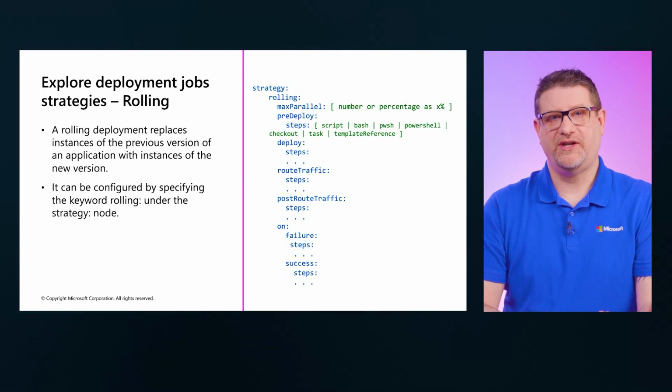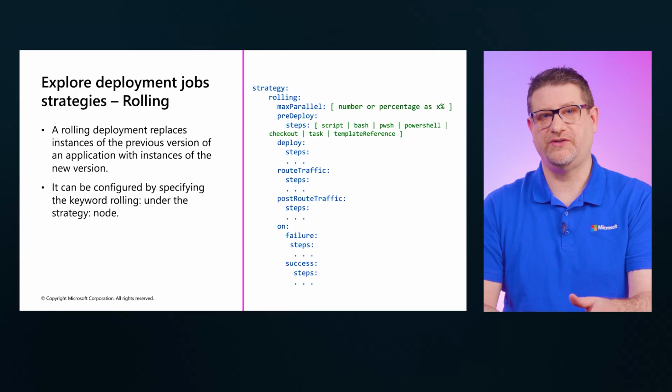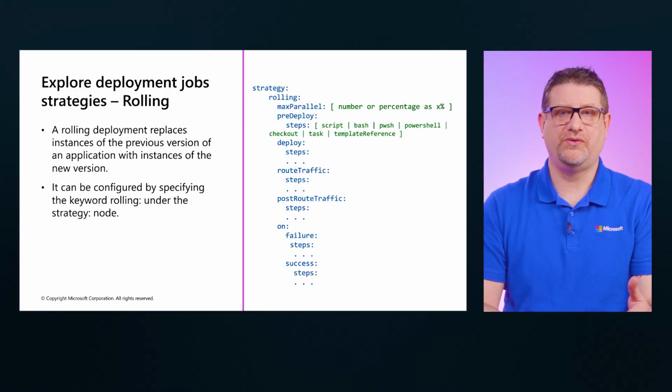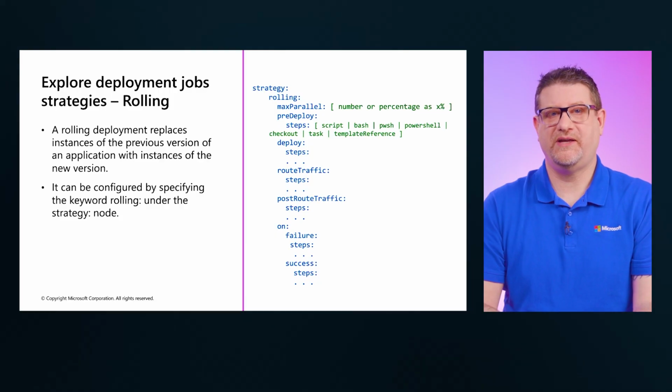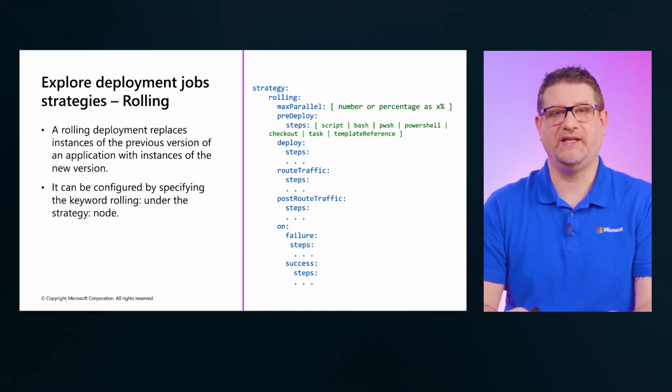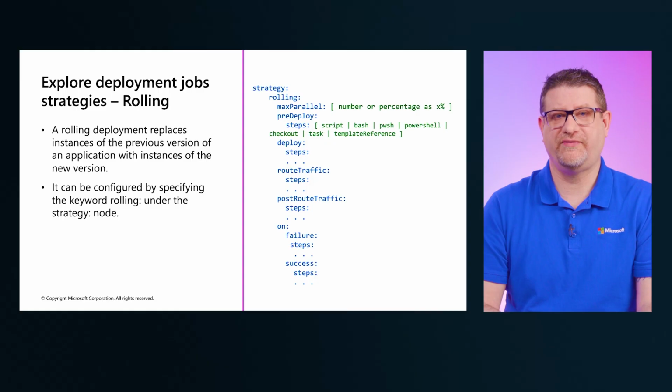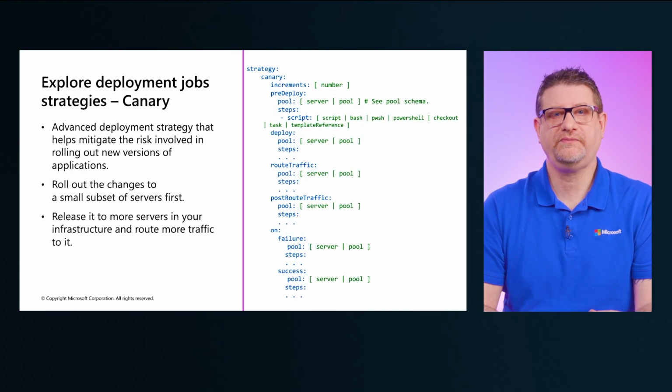Now, rolling deployment is a strategy in Azure DevOps that gradually replaces instances of the previous version of an application with the instance of the new version. Instead of updating everything at once, rolling deployments update a set number or percentage of the servers at a time, which is controlled by the max parallel setting. This approach helps minimize downtime and risk, as only a portion of the system is updated at any given moment. If something goes wrong, it's easier to catch issues early and prevent them from affecting all the users. The deployment process is organized into lifecycle hooks, preDeploy, deploy, routeTraffic, and postRouteTraffic, each handling a specific phase from initializing resources to monitoring the health of the new release after traffic is routed.